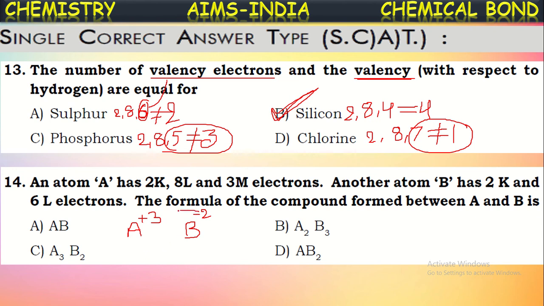Thus, the molecular formula of the compound formed between these two can be derived by using the crisscross method like this. These two will come here and these three will be written here at the base of B. That becomes A2B3. Okay, this is the molecular formula of the compound formed by A and B. It is A2B3, here it is. It is the correct answer.